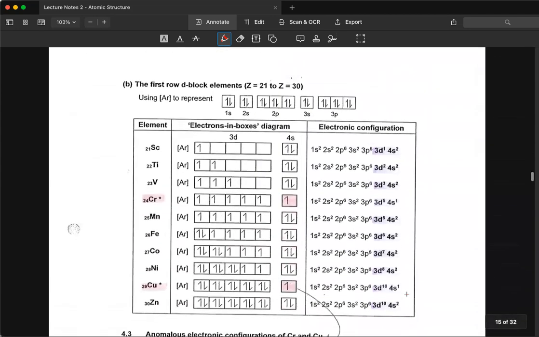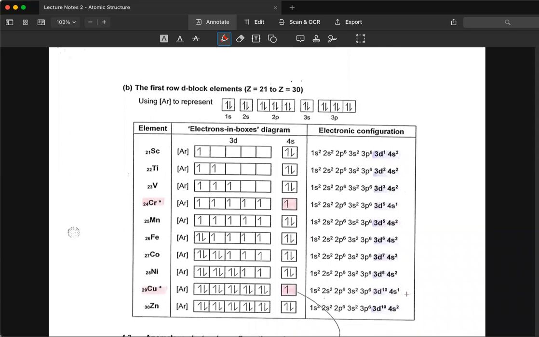Now, moving on to the transition metals known as the d block elements from atomic number 21 to 30. We use this noble gas to represent the first 18 electrons, so that we do not need to write so much. So we only focus on the 3d and 4s orbitals. So these are the electron in box diagrams and the electronic configuration for the transition metals in this period.